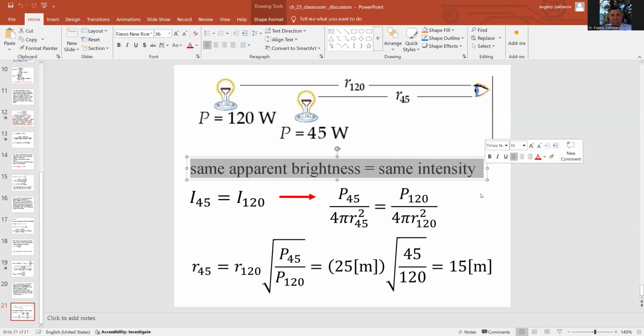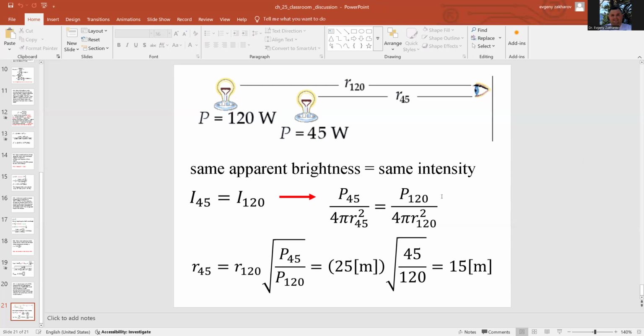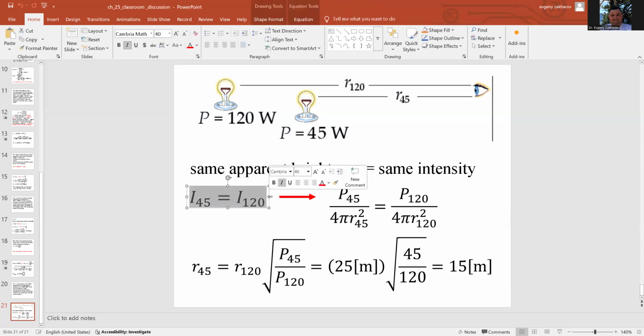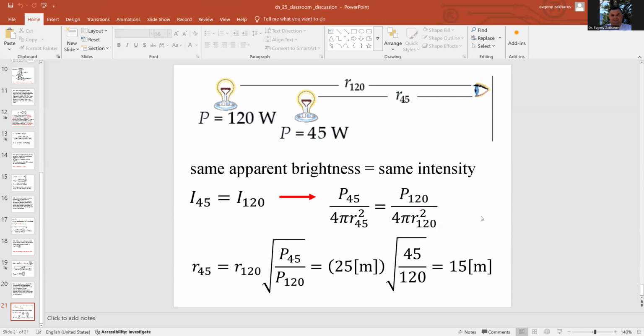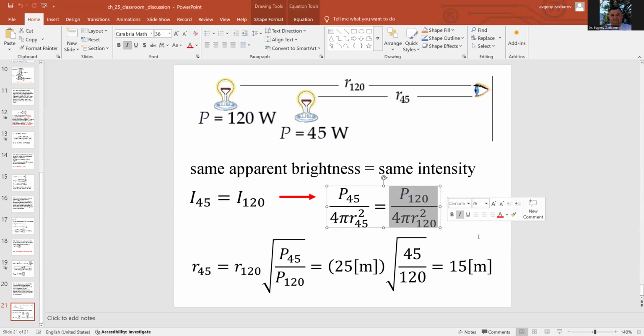So for the same brightness, that means it's the same intensity that you register at a certain point away from the source. So intensity-wise, it's the same, and intensity is power with respect to the cross-sectional area, and that would be a sphere, and the surface of a sphere is 4 pi r squared. That's what we have from geometry, and calculus proves that. So that's the surface of a sphere. So power with respect to the surface area.